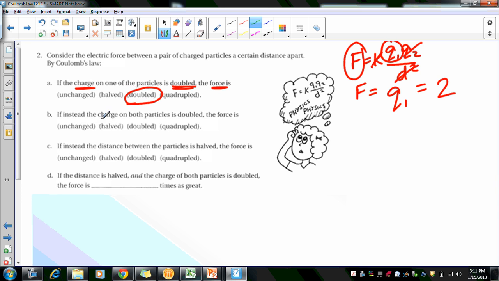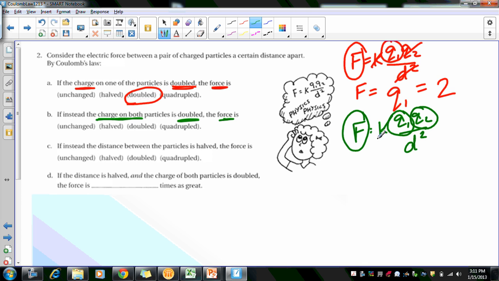So now, if both charges change, how will the force change? So both charges are going to double. So K Q1 Q2 over D squared. So now force is changing, and both charges are changing. So F equals Q1 Q2, which is 2 times 2. So force will quadruple.